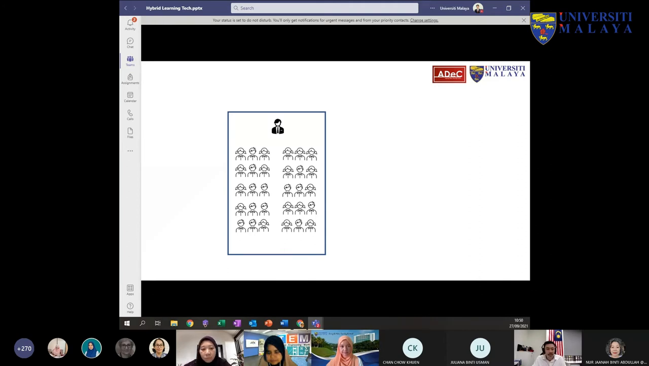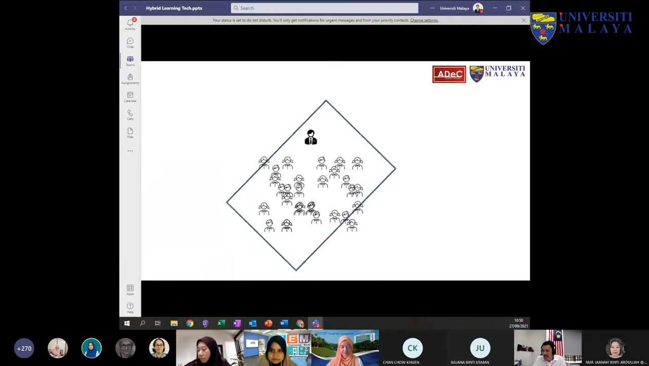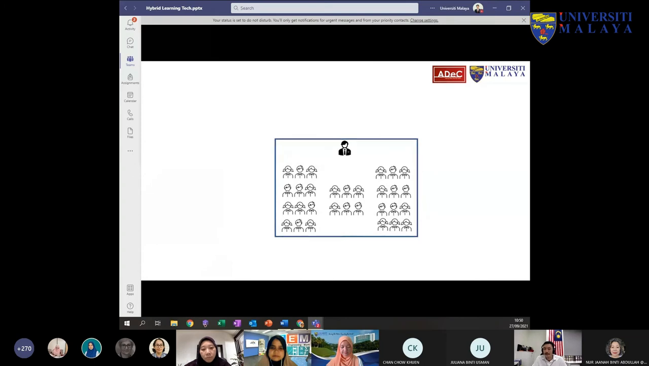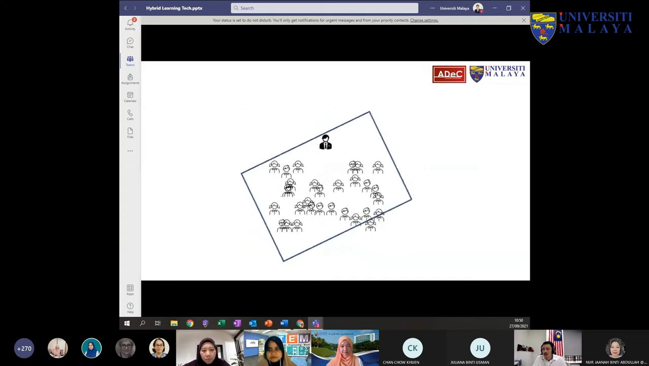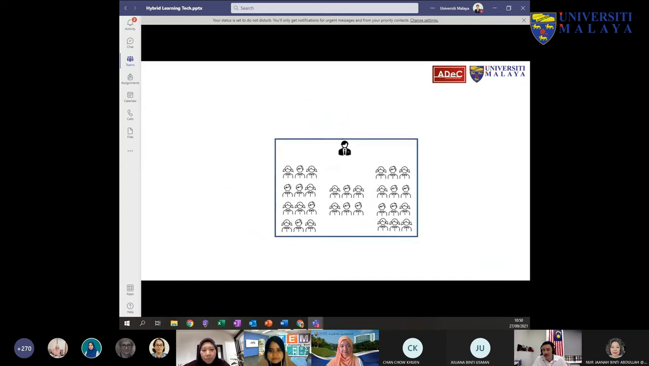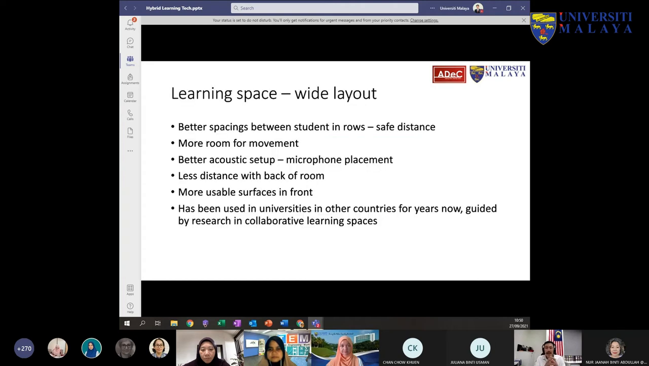Okay, so this is normally our classroom, isn't it? But get the faculty to change it to that. So get it from the long to the wide. And that will actually change hybrid learning to be very, very effective and very, very efficient. So why do you want a wide layout?